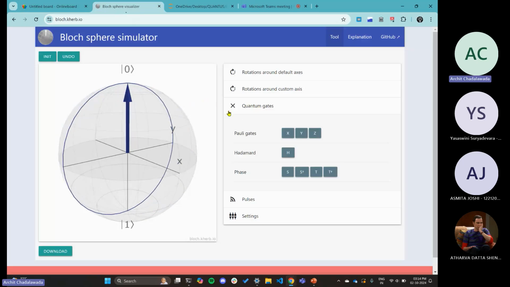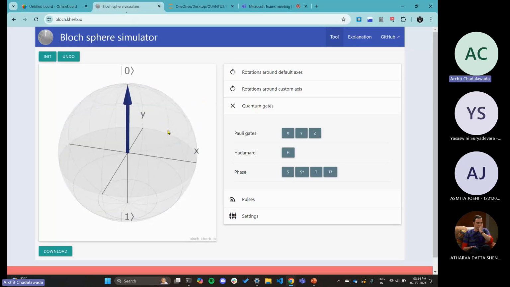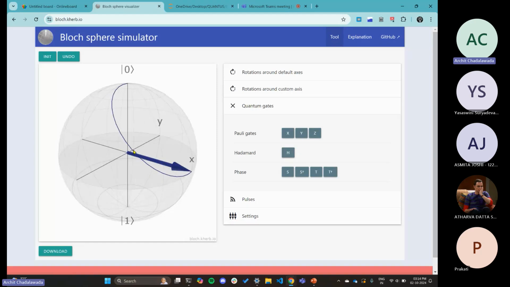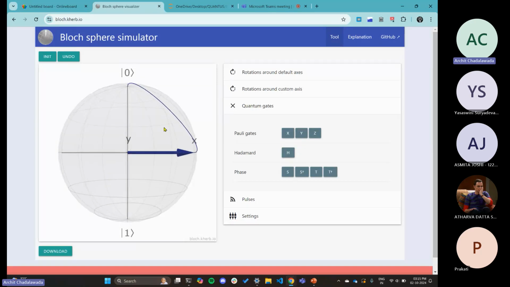Now, if we consider the Hadamard gate, we saw that when we applied it on 0, we got an equal superposition state of 0 and 1. That is, the state vector on the Bloch sphere is right between 0 and 1. If I apply the Hadamard gate, we see that's exactly what happens. The resultant state has an equal probability of being measured as 0 and 1.